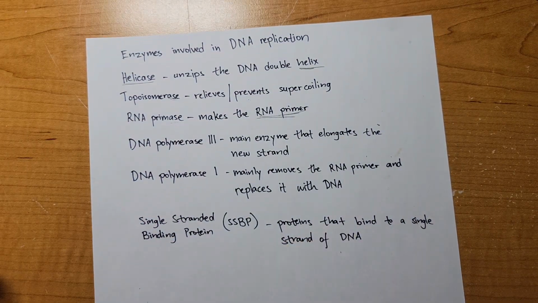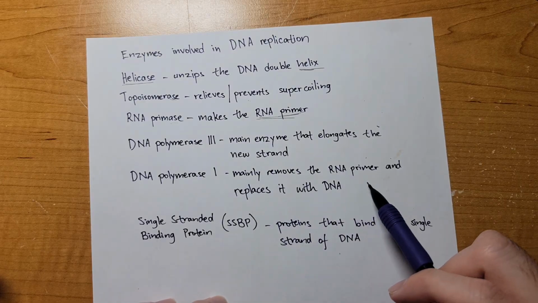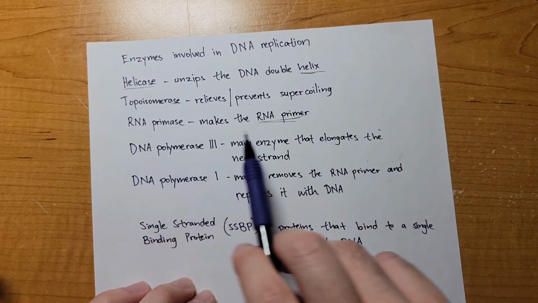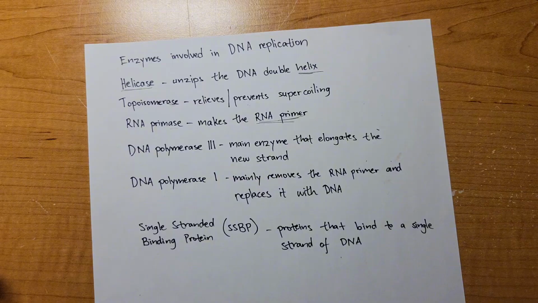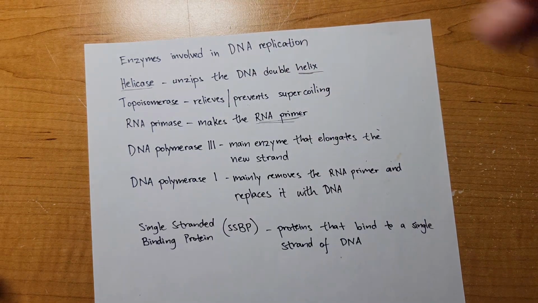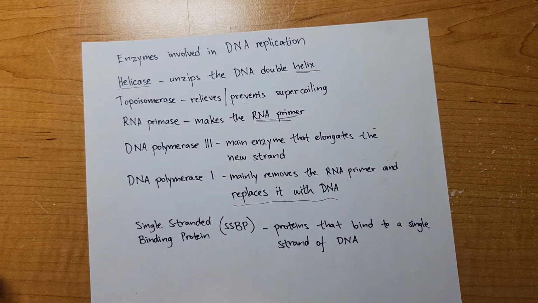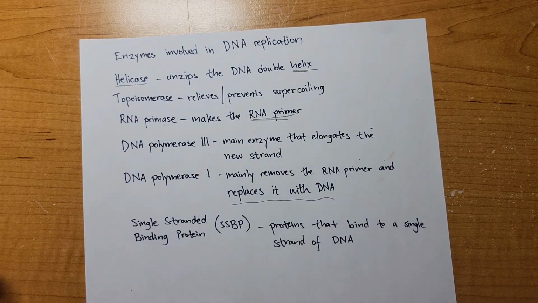DNA polymerase 1 can do the same thing as any DNA polymerase, but its main function is that it removes the RNA primer. Because remember, we cannot start without the RNA primer, but in the final product, we don't want the RNA sequence there. We want a DNA sequence. So basically, DNA polymerase 1 will go back, remove that primer, and then replace it with a DNA sequence. So that way, in the final product, we have just one long DNA strand, right?